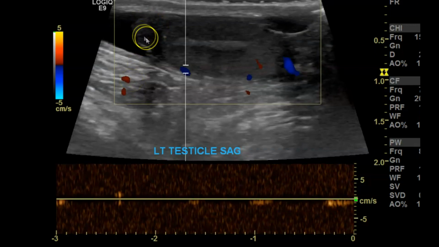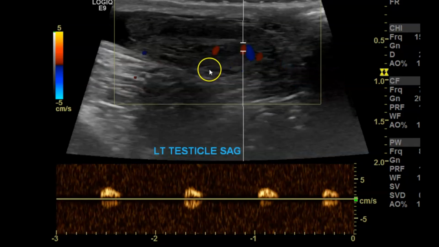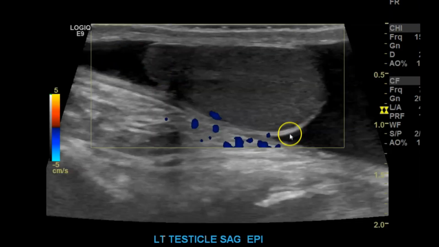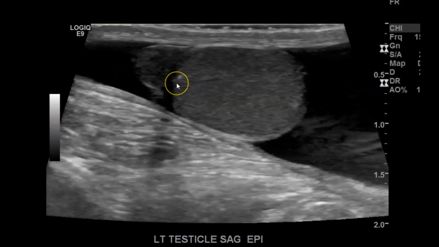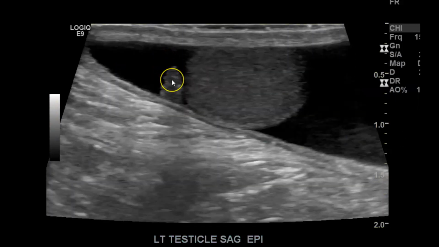Here is the beginning of the epididymal head there. This is a testicle. This is mediastinum testis. And then here's the entire epididymis. Epididymis again, hydrocele, and appendix testis. So epididymis, appendix testis. In real time, you'll see this kind of flopping around in the fluid.